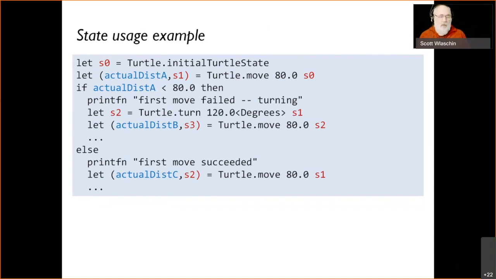Now, what we can't do is use piping. And the reason is because we're now not returning one thing, we're returning a pair. So we just can't pipe the state all the way through because we have this distance as well. So that's not going to work. We're going to have to try another trick. So this is yucky, it's horrible, let's fix it.